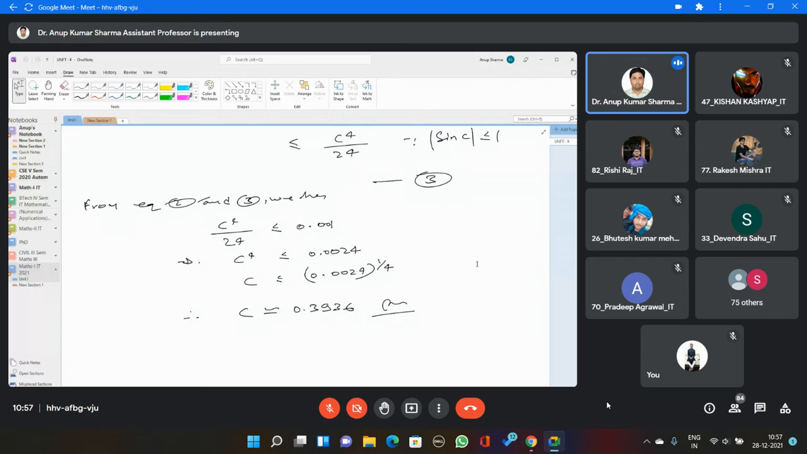Similarly, we have other questions like that, where we have to establish inequality relations, meaning the range of some functions, by using Taylor's theorem.